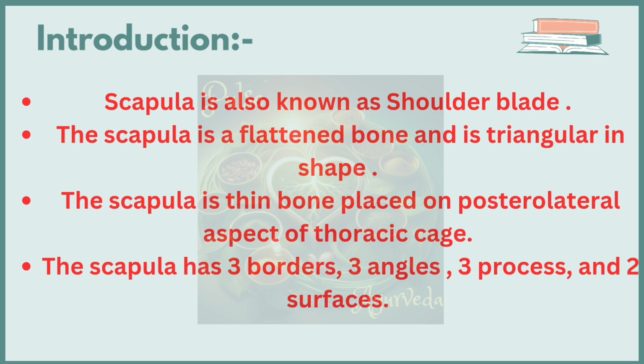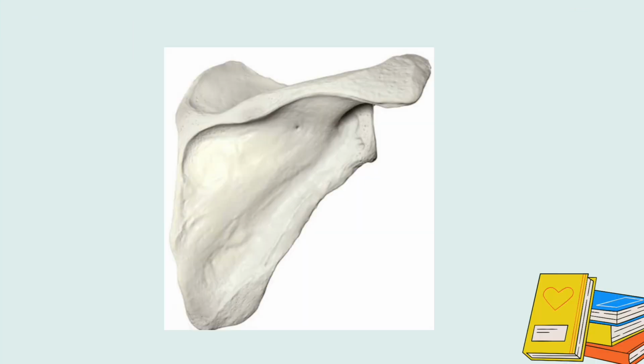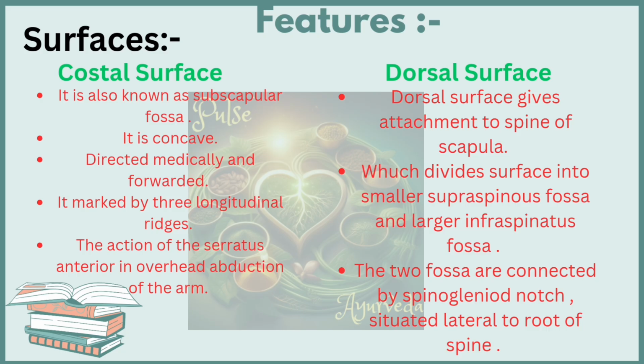Now we can see in this image that the scapula is triangular in shape. Next we will see the features of the scapula, that are its surfaces. There are two surfaces of scapula. First one costal surface, second one dorsal surface. The costal surface is known as subscapular fossa. It is concave, directed medial and forward.